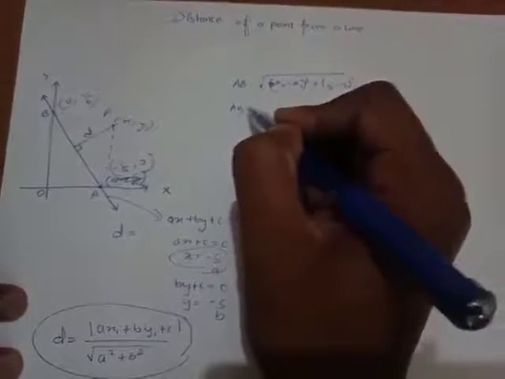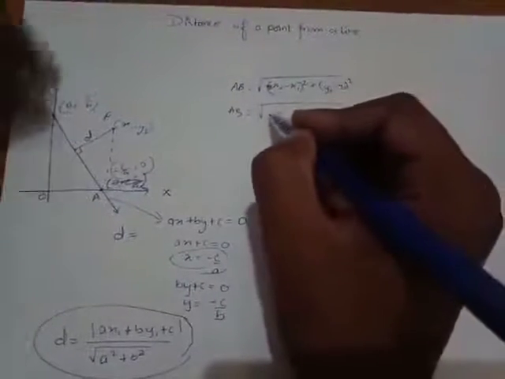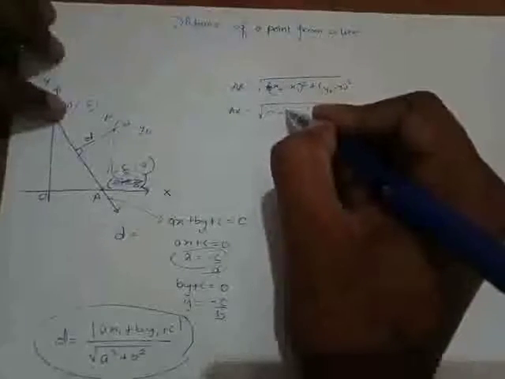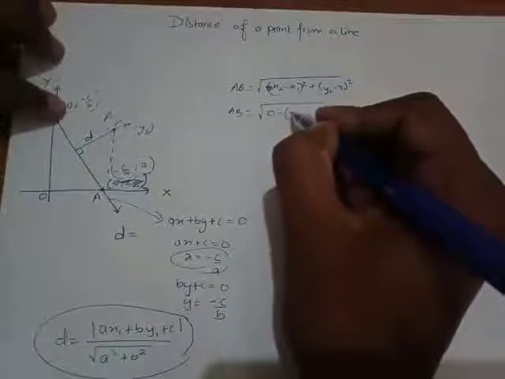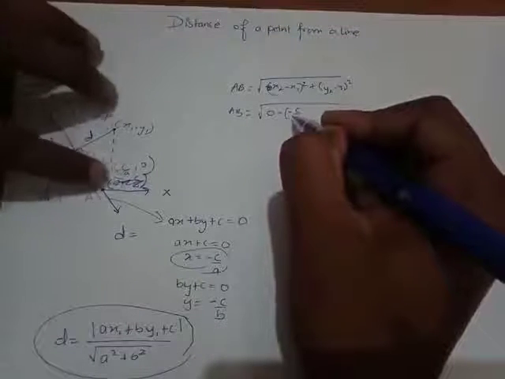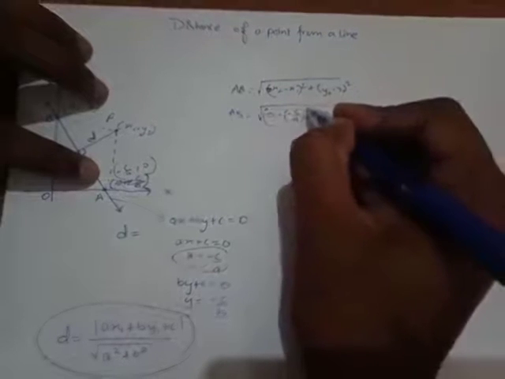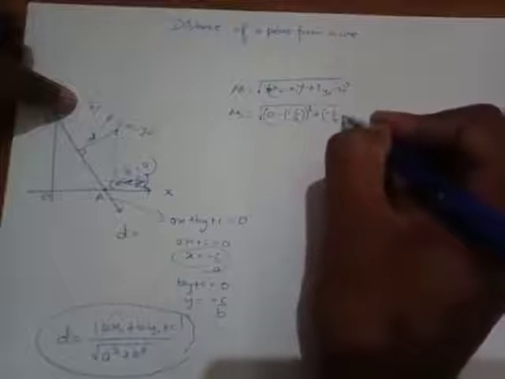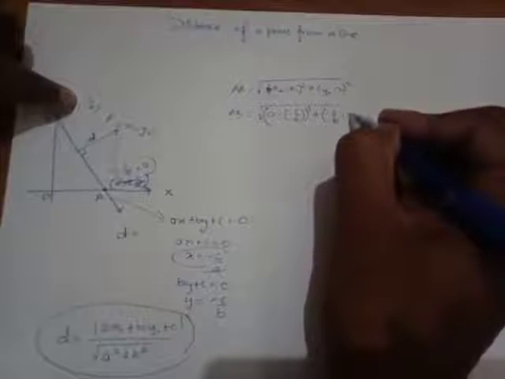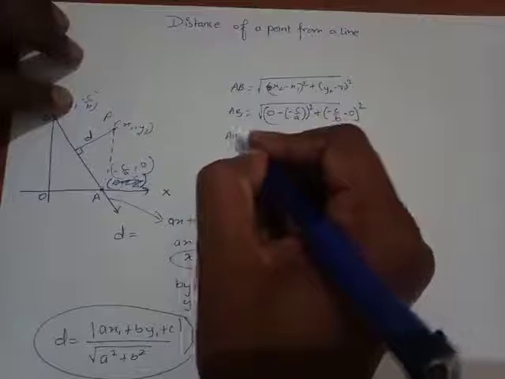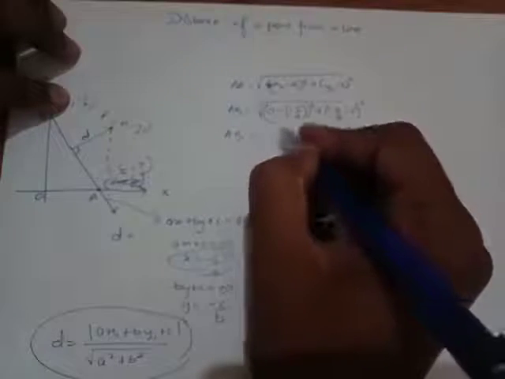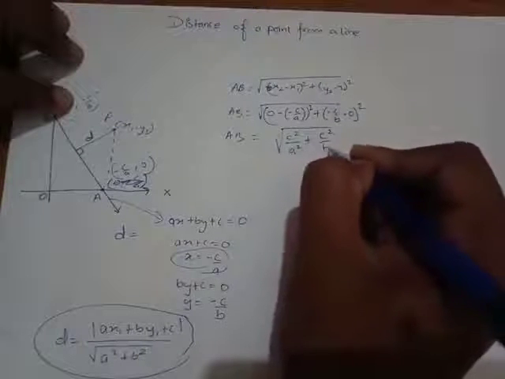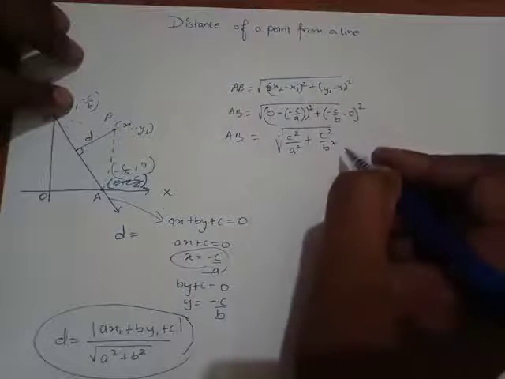So I have to find the distance of AB. How do we find the distance of AB? x2 is 0 minus c upon a, so minus c over a, whole square, plus y2 is minus c over b, minus y1 which is 0, whole square. Okay, so what will you get for AB? You'll get c square over a square plus c square over b square. This is what you're going to get after you solve this.